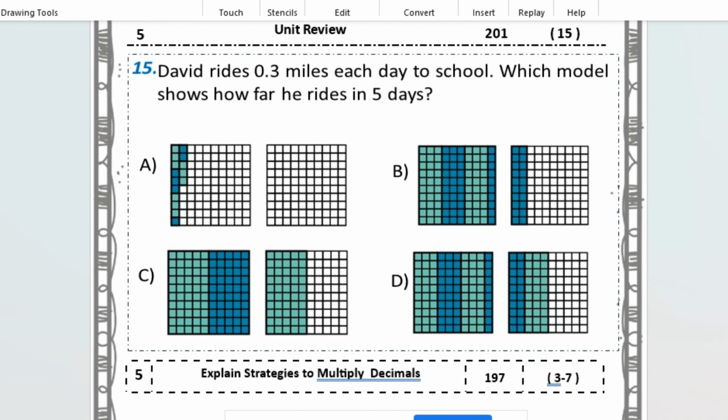Here, David rides 0.3 miles to school. Which model shows how far he rides in 5 days? So each day is 0.3. 0.3 times 5 equals what? 5 times 3 is 15. How many digits do we have here? We have 1, here we have none, so 1 decimal place, so the answer is 1.5 miles.